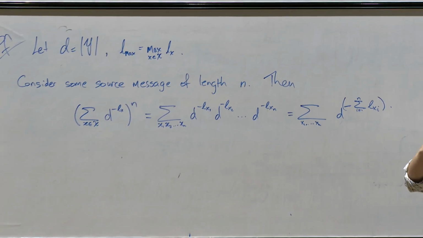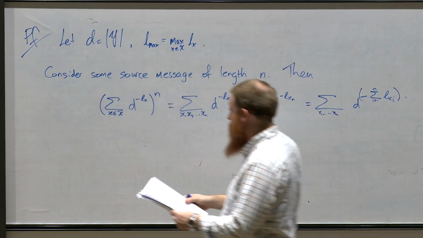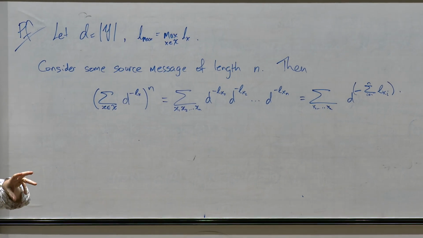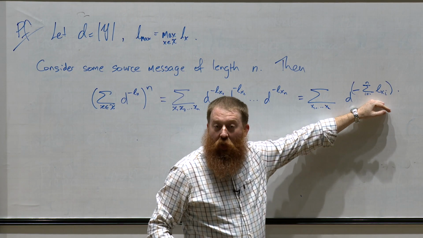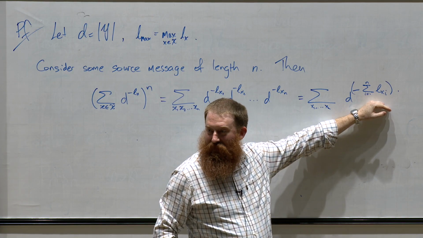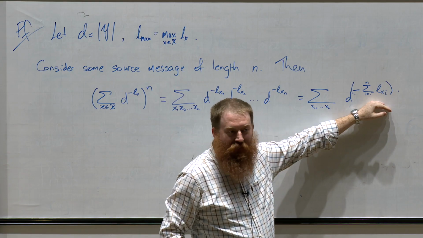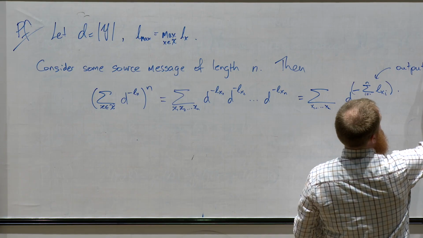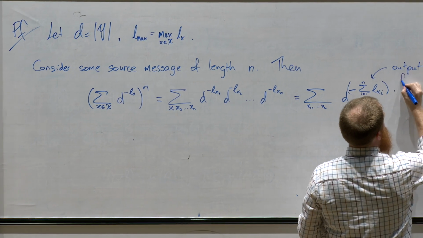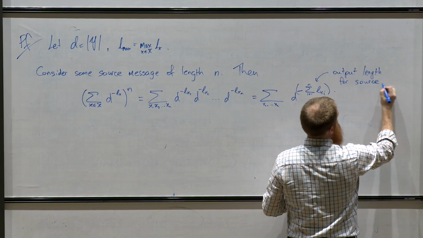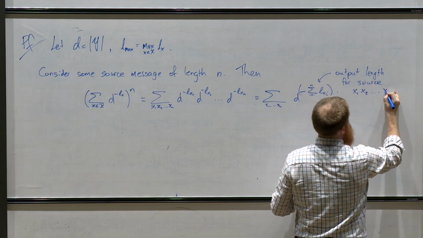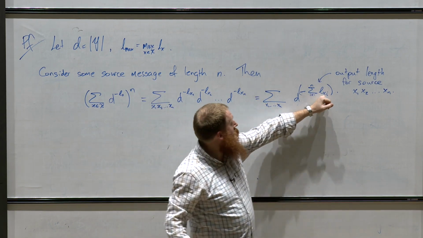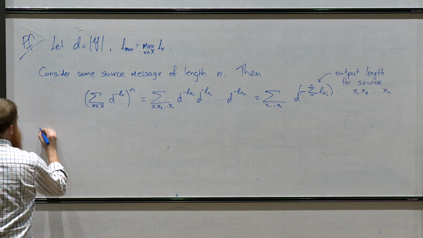Let's restrict to those that have outputs of length k. So if I give you an input of length n, this is going to be the corresponding output length, just adding together the lengths of each of those terms. So this thing here is the output length for source x1, x2, up to xn. And I'm summing over all possible source terms.